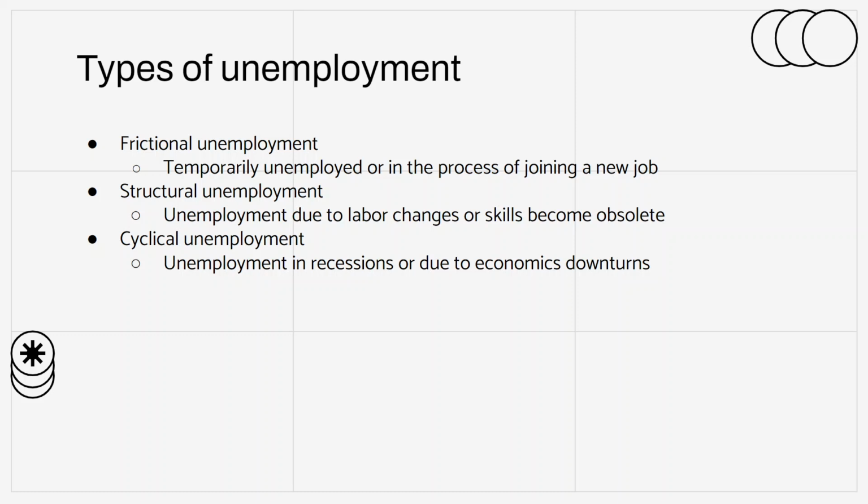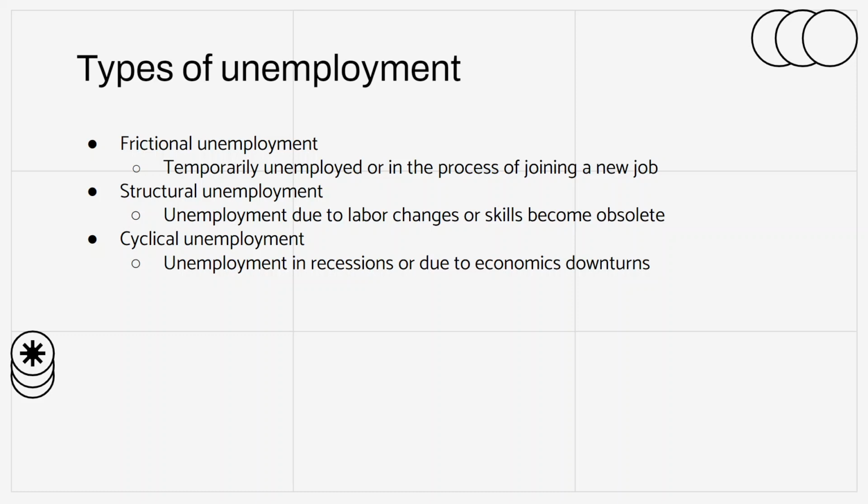Then there's structural unemployment. This is unemployment due to labor changes or just the way a company operates. Your skills are no longer required. For example, manufacturing workers had bad experiences around the 1900s, when more technology came with the industrial revolution and more tools and technology started being used in factories. A lot of humans weren't required, so their skills became obsolete and they got removed from their jobs.